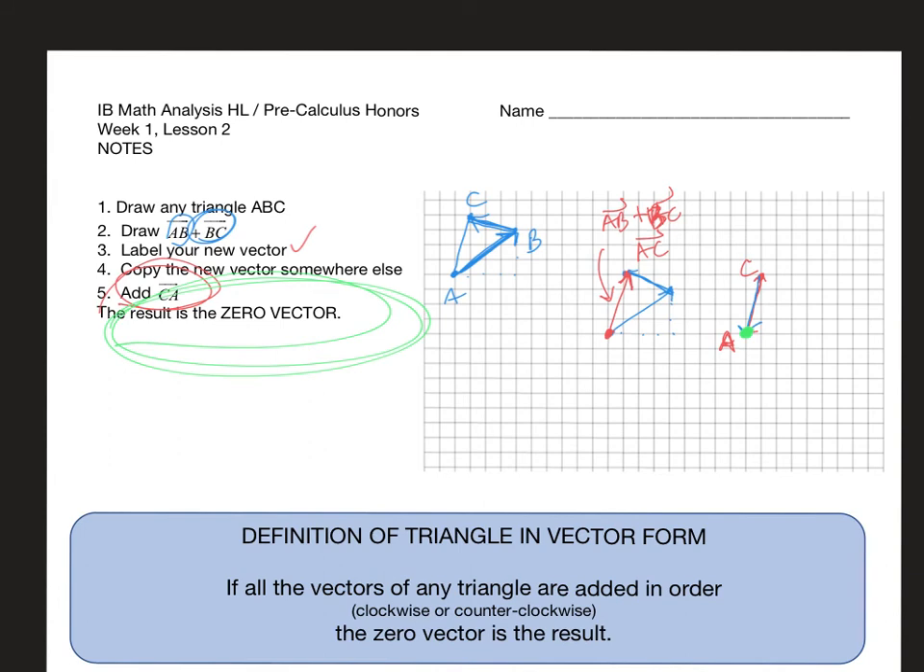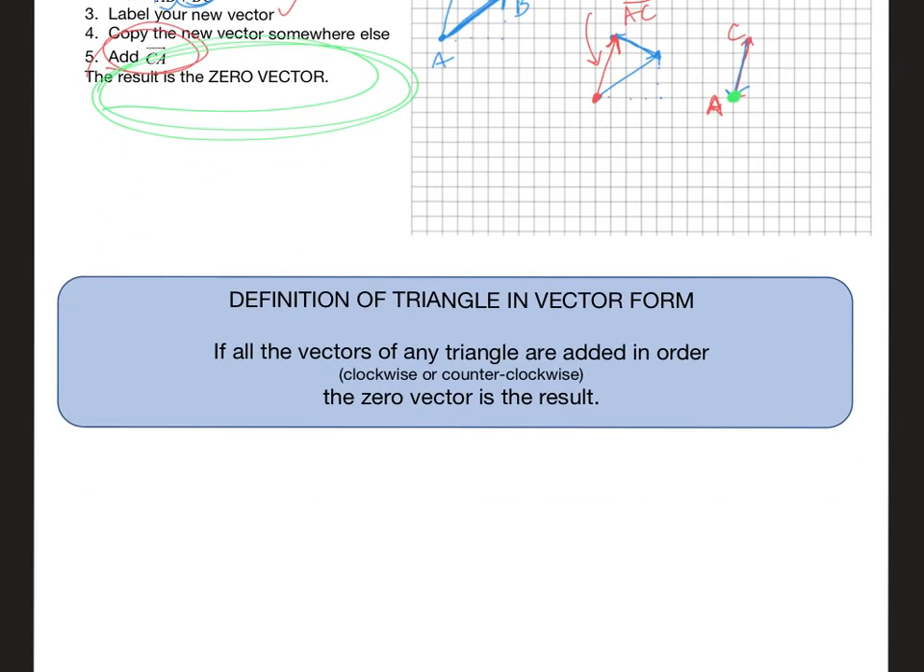Okay, a dot is a vector that has no magnitude or direction. But the cool part is here. The definition of a triangle in vector form is if you add all the vectors of a triangle in order, whether you do it clockwise or counterclockwise, the 0 vector is the result.